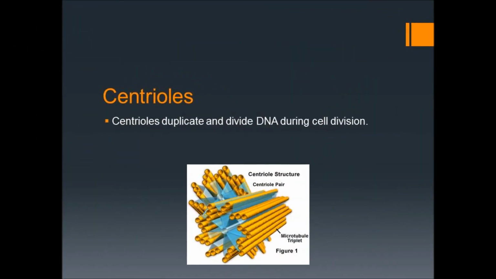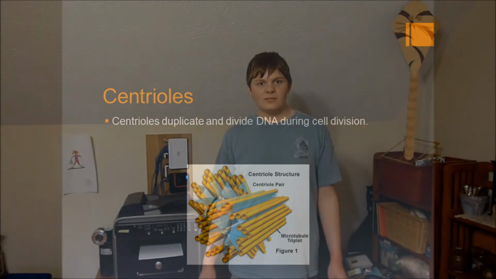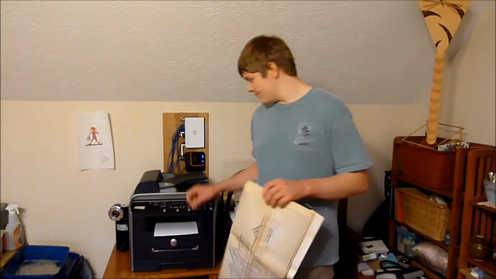Centrioles duplicate and divide DNA during cell division. This is similar to the copy machine because it copies the house plans if we ever want to build this same house somewhere else.